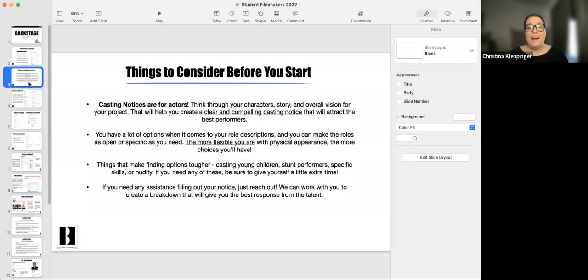I'm helping a student right now at a different school who's looking for kids between 8 and 11 who are fluent in Vietnamese who live in the LA area, which is, you know, a smaller pool of people. Just know that if you're looking for something very specific, very young children, you're going to require nudity, the casting process is going to take you a little bit longer. So you need to factor that time in, time for me to help you, time for you to reach out to more actor resources, whatever that looks like, just make sure you're building that into your timeline.